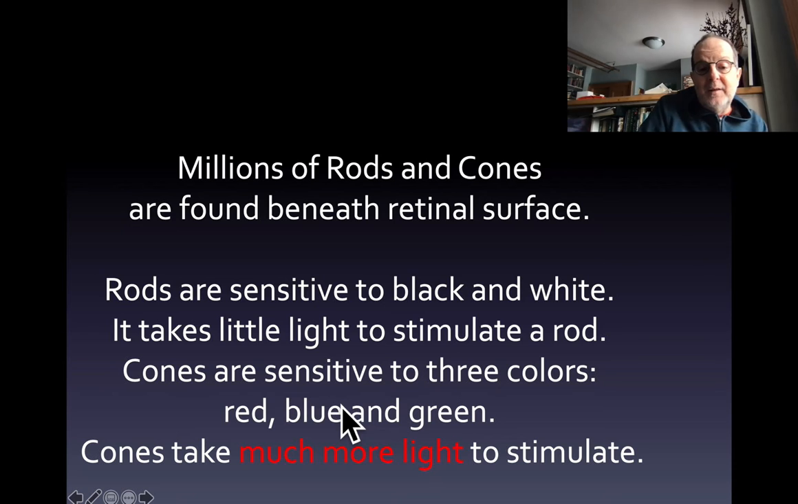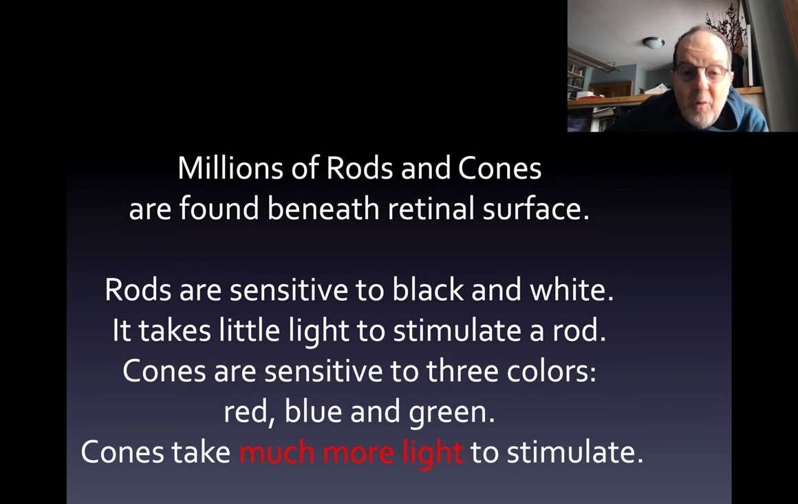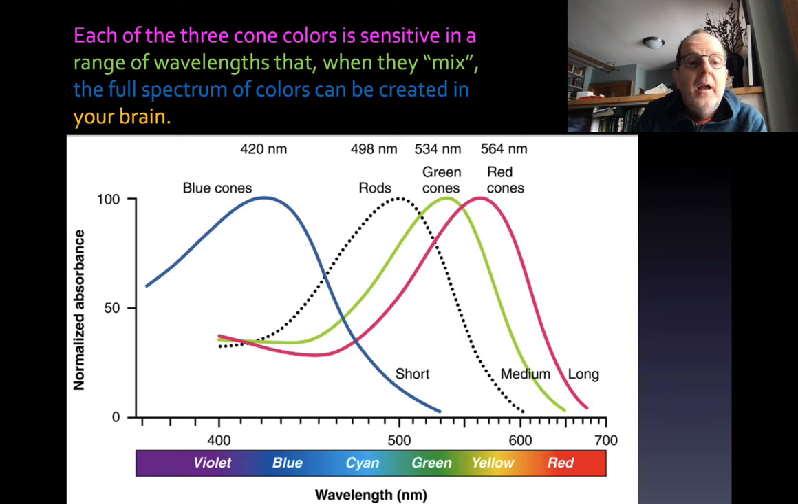Cones are sensitive, interestingly enough, only to 3 colors: red, blue, and green. And they take a greater amount of light to stimulate, which is why as light dims, you see less and less color. Each of the 3 cone colors is sensitive in a range of wavelengths that, when they mix, the full spectrum of colors can be created in your brain.